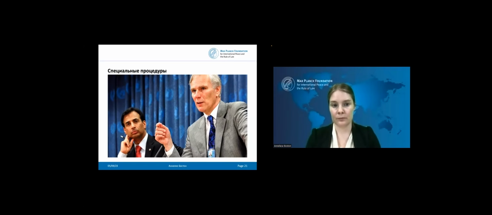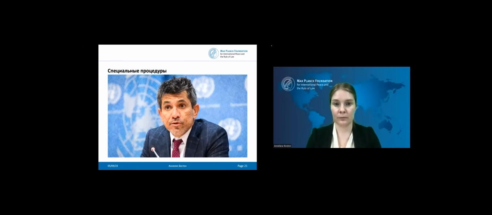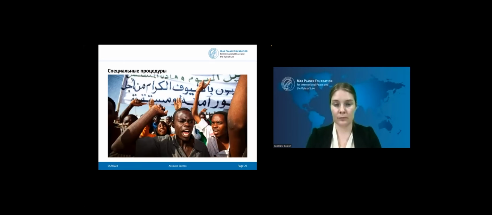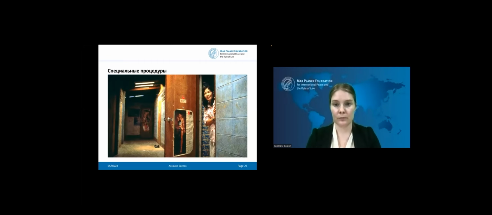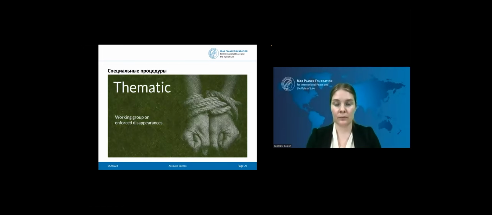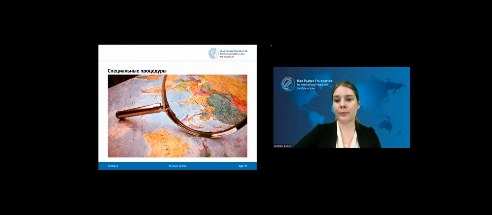Not controlled by politics, they remain impartial and unbiased. This neutrality allows them to cover issues that might otherwise be deemed too politically sensitive for discussion at the international level. Special procedures can have a thematic scope. For example, the Working Group on Enforced Disappearances was created as a reaction to that particular human rights violation and examines the issue in every country around the world.